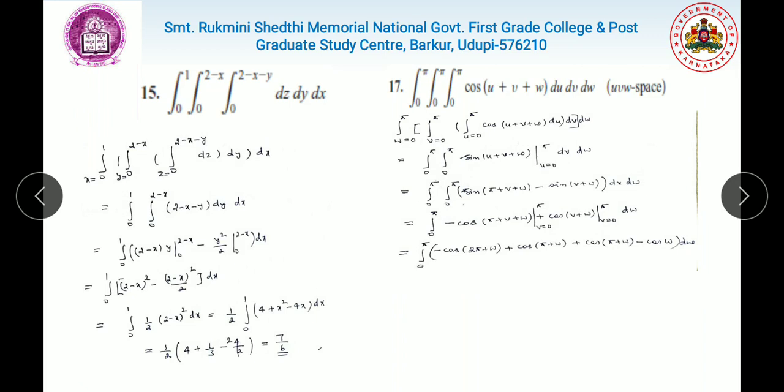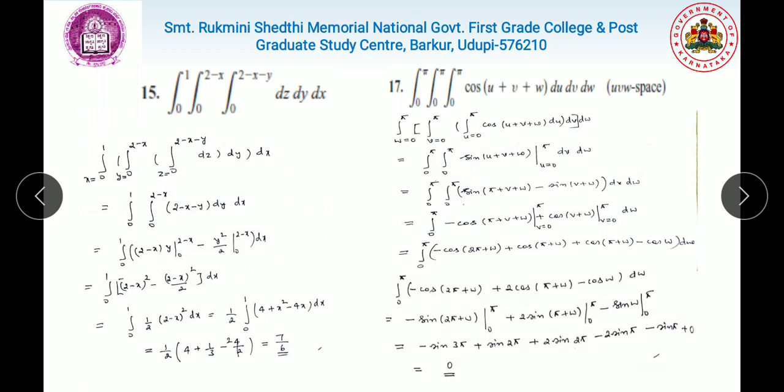Then you have to integrate with respect to v. Again, integral of sine is minus cosine, and minus sign becomes plus cosine, put the limits, then you will get integration in terms of w. Again integrate and put the limits, and observe that sine 3 pi, sine 2 pi, sine pi, all these are zeros, so value of the integral is 0.